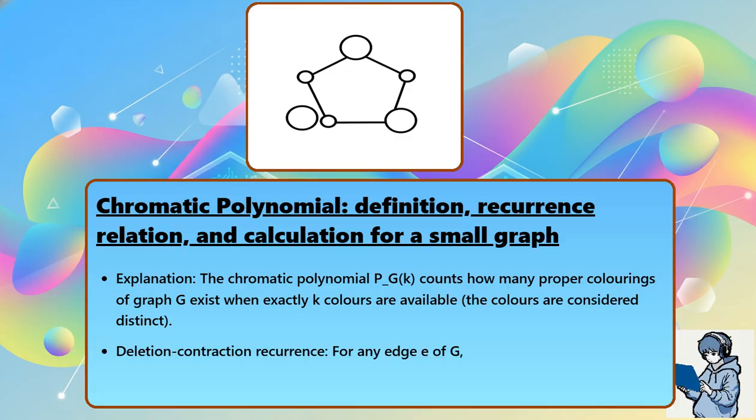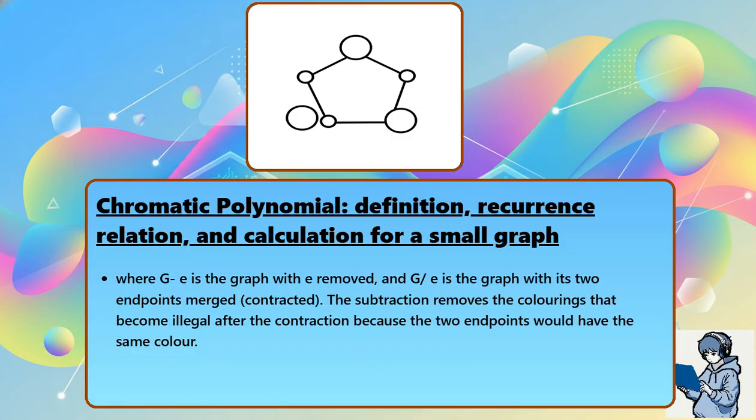Deletion-contraction recurrence for any edge e of G: P_G of k equals P_(G minus e) of k minus P_(G slash e) of k, where G minus e is the graph with e removed and G slash e is the graph with its 2 endpoints merged, contracted. The subtraction removes the colorings that become illegal after the contraction because the 2 endpoints would have the same color.